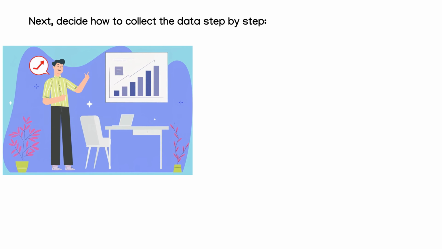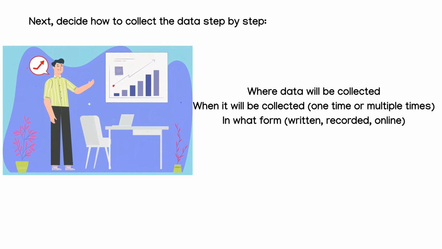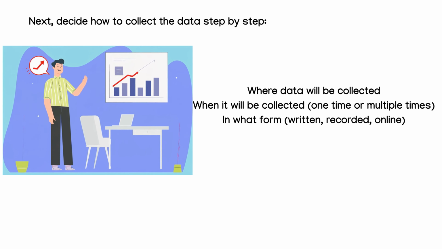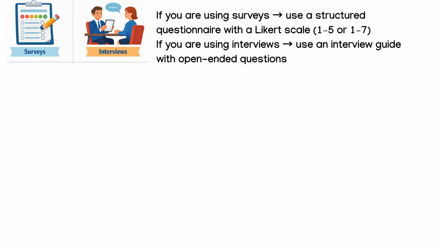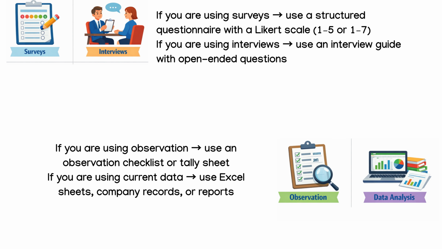Next, decide how to collect the data step by step. Where data will be collected, when it will be collected, one time or multiple times, in what form: written, recorded, online. Choose your tools carefully. Choose tools like this if you are using surveys. Use a structured questionnaire with a Likert scale, 1 to 5 or 1 to 7. If you are using interviews, use an interview guide with open-ended questions. If you are using observation, use an observation checklist or tally sheet. If you are using existing data, use Excel sheets, company records, or reports.